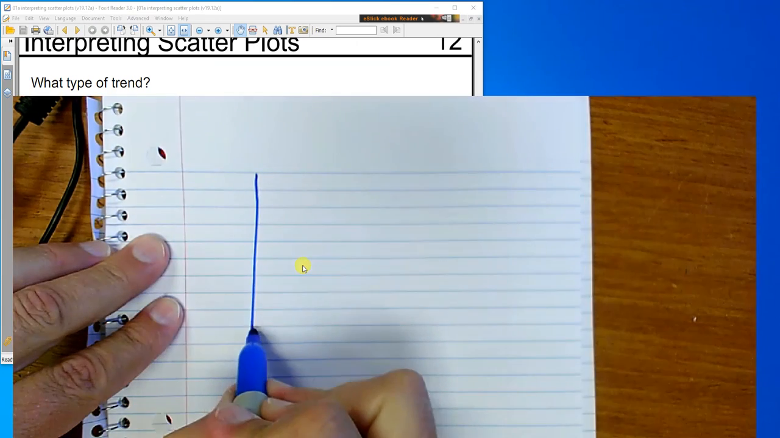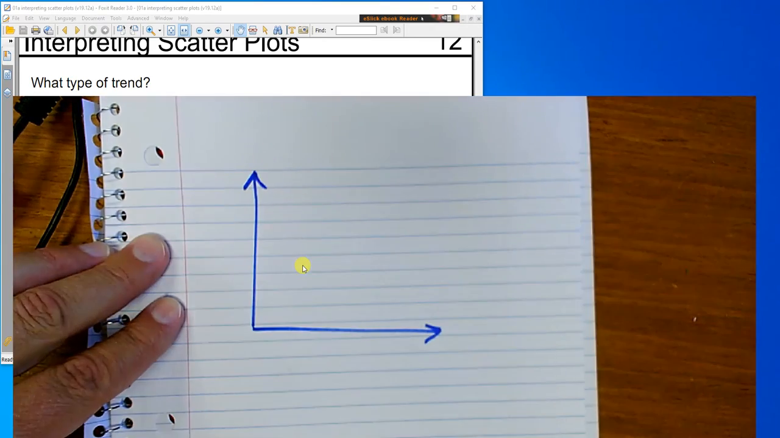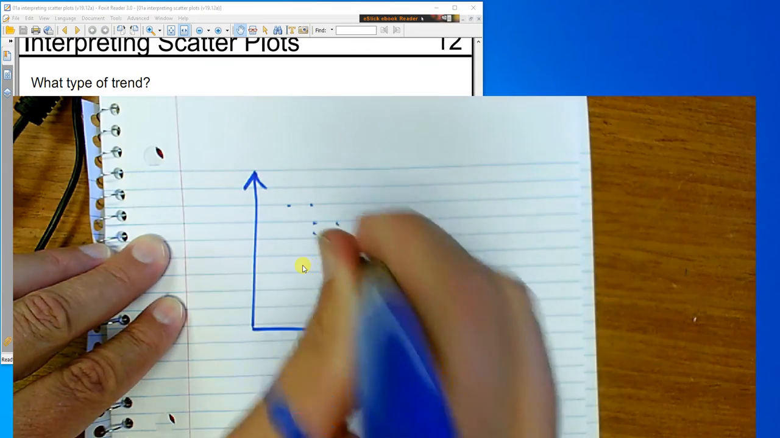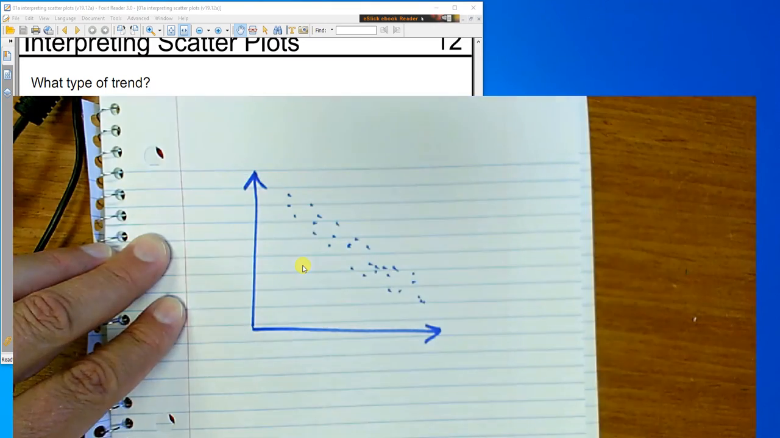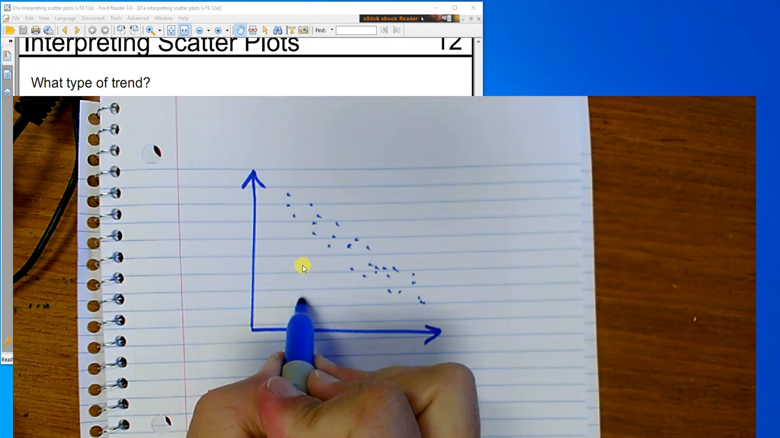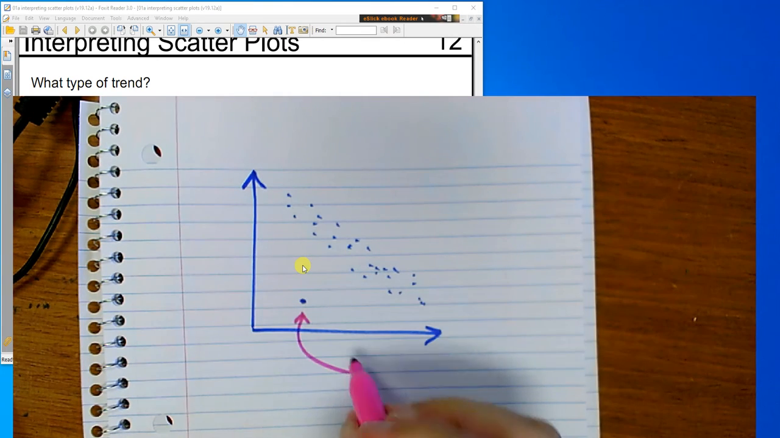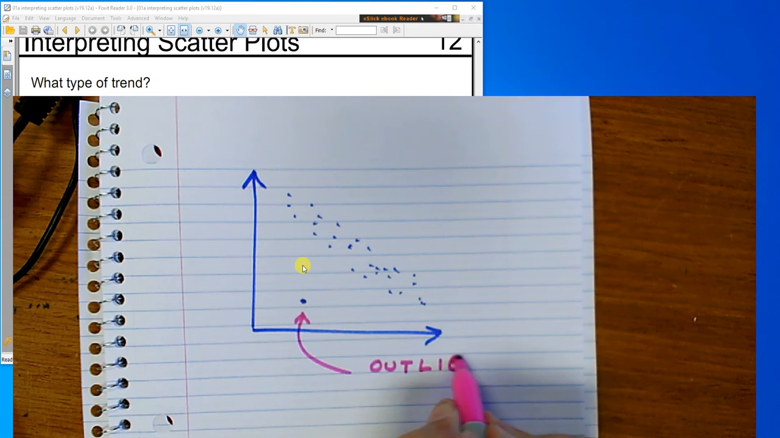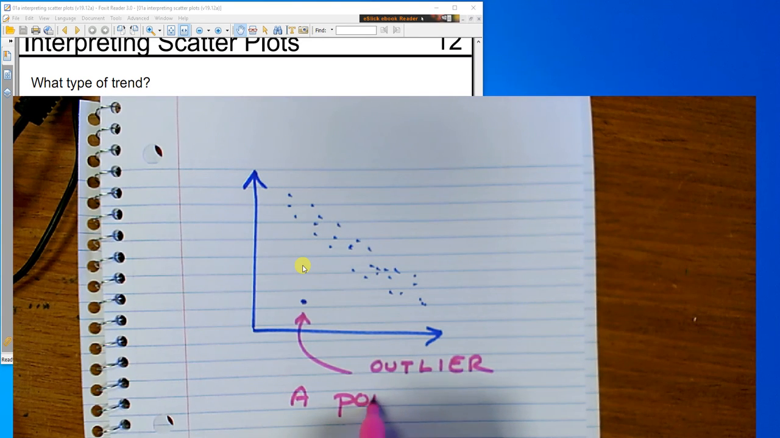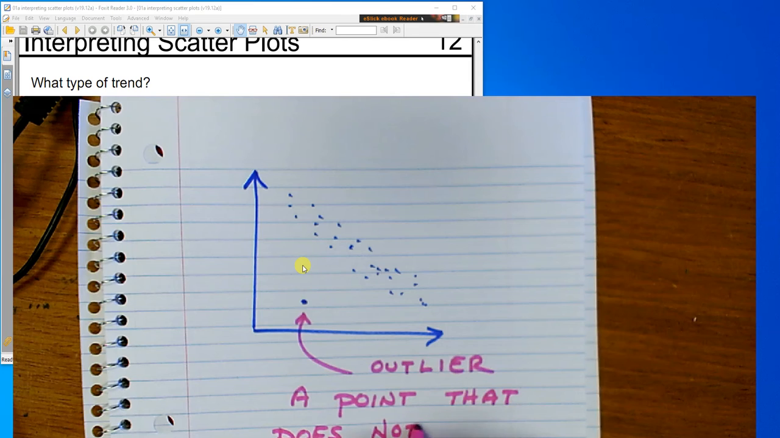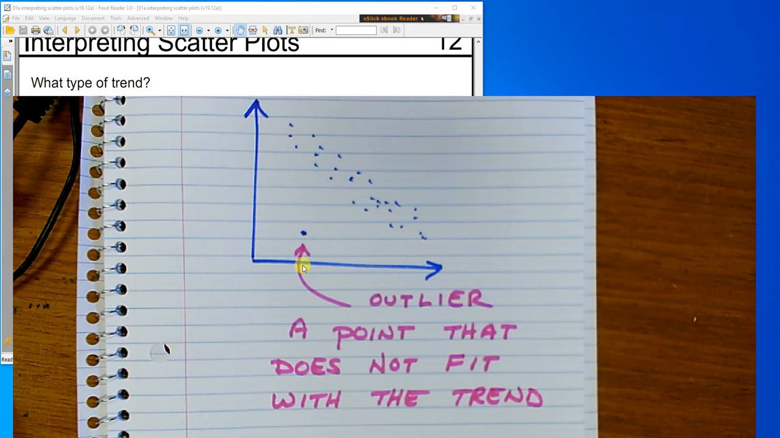So let's do a coordinate system. I'll make a negative scatter plot. And we're going to have this one goofy point right over there. If I have a point that doesn't match the trend, it's called an outlier. It's a point that does not fit with the trend. An outlier is a little point that doesn't fit with the trend.